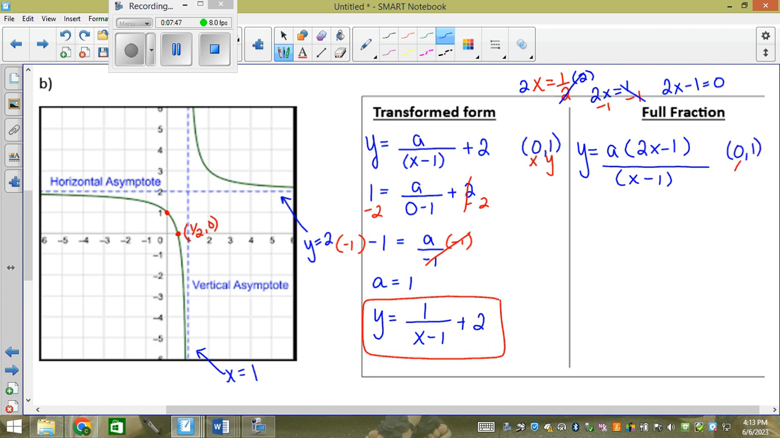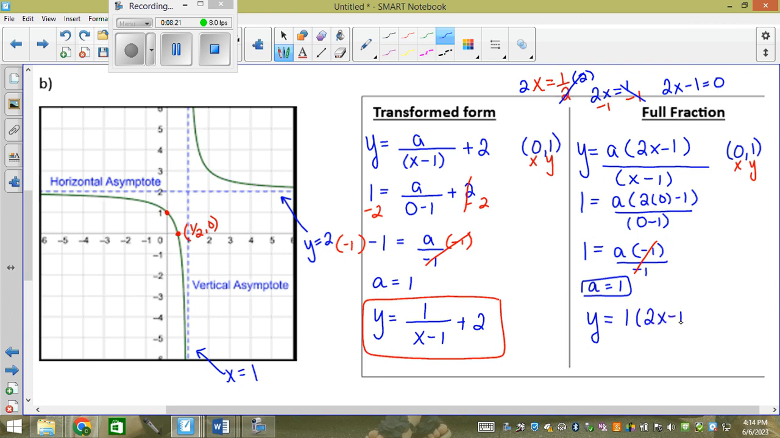So I'm going to use the same coordinate, 0, 1, to solve for my a, to solve for my vertical stretch. So I'm going to get 1 equals a, 2 times 0 minus 1 over 0 minus 1. 1 equals a over negative 1 times negative 1 over negative 1. Negative 1 over negative 1 just cancels. So I actually am left with a equals 1. Like I said, these all end up in a equals 1, the full fractions, but it's not always that case. You have to check for vertical stretch. So I can write the 1 or not write the 1. It doesn't matter. And I can show the brackets or not.